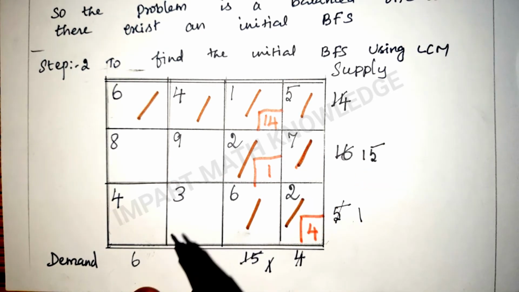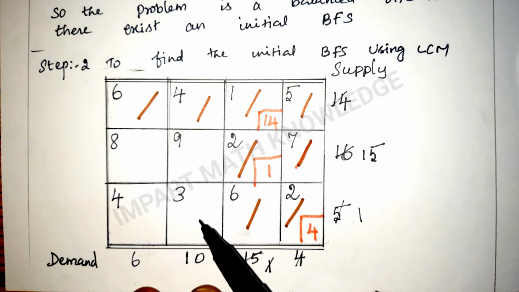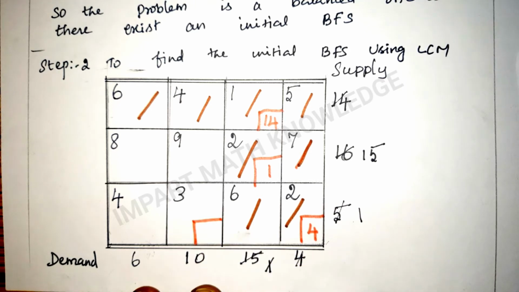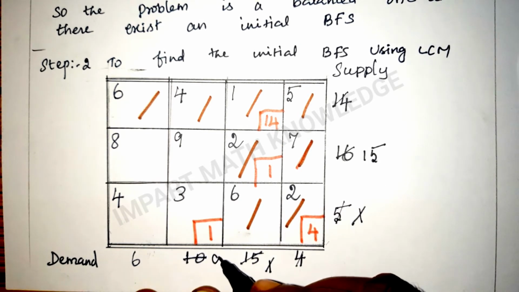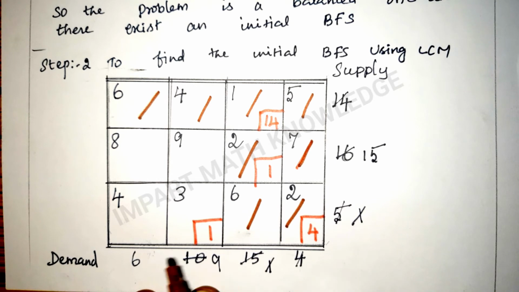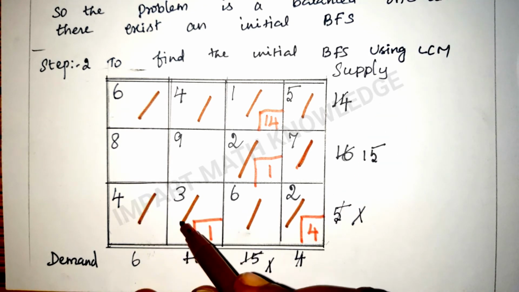In the remaining, the minimum cost cell is this cell. Here I am going to allocate the value. For this cell, supply is 1, demand is 10. Minimum value is 1, so I am allocating 1 here. I strike out the value 1 and here the remainder is 9. Here supply is satisfied, so I cross out the row.